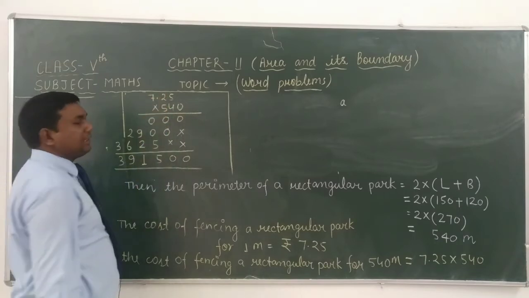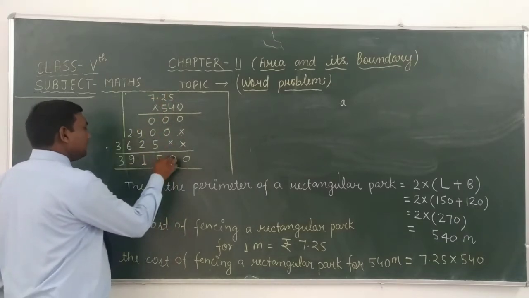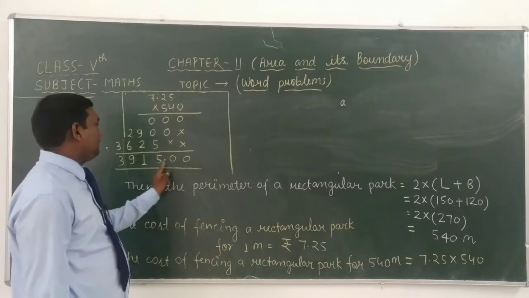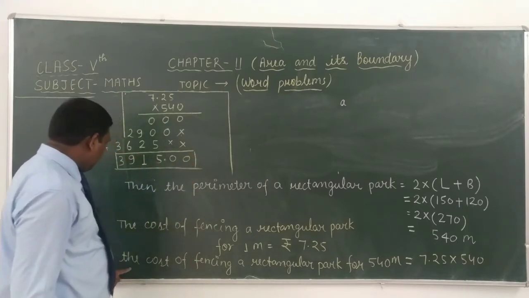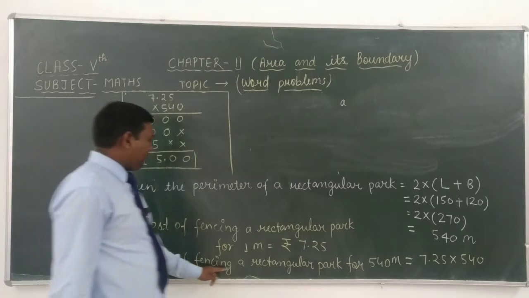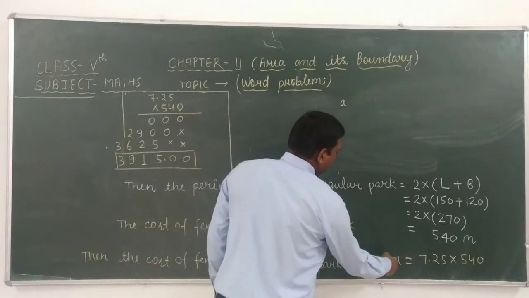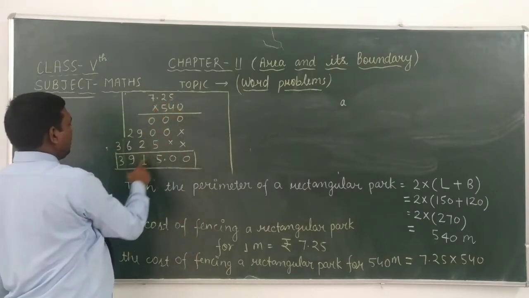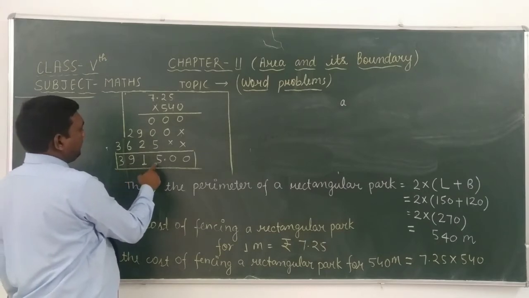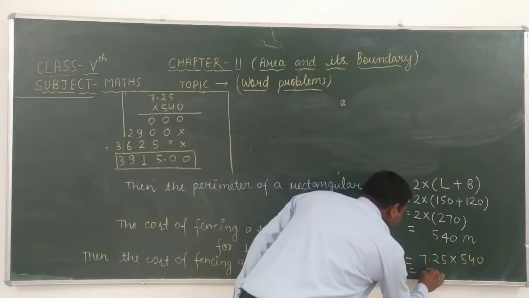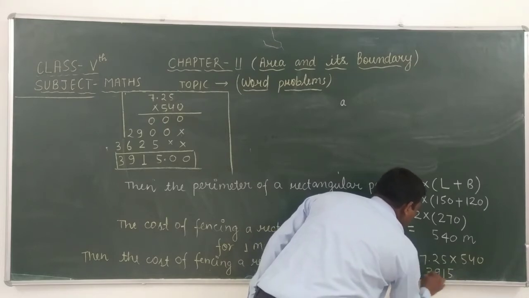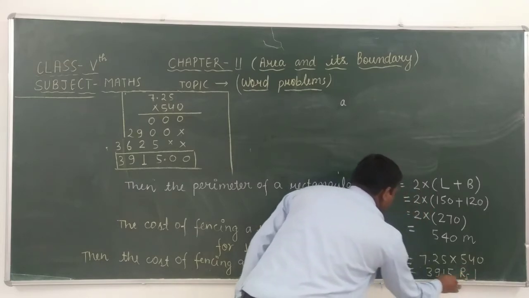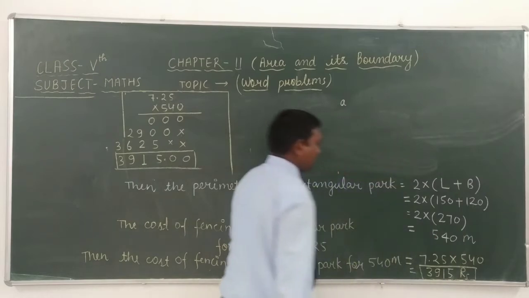Here the decimal point is placed before the 2-digit place. Then the cost of fencing a rectangular park for 540 meter is equal to 7.25 into 540, which is equal to 3915. It means we get 3915 rupees. This is your answer.